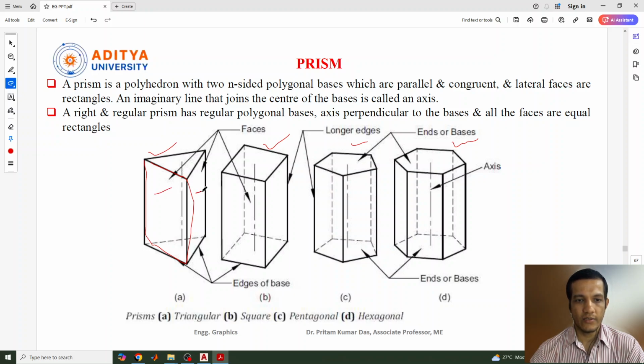This is one side, this is one side, and this is another side. So three surfaces are there in the triangle, because the triangle has three sides. So with three sides, the joint will be like this. That is the triangle.